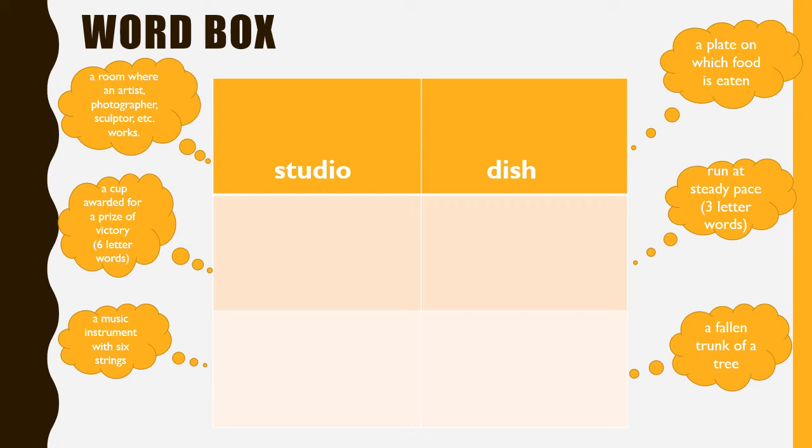Now let's move on to the next and the last box. As you can see, the last hint in the right side, a fallen trunk of a tree. What is a fallen trunk of a tree called? Sometimes it falls, sometimes people cut, and that trunk of a tree is no longer called a tree, okay? It has a different name. So what is that? A fallen trunk of a tree.